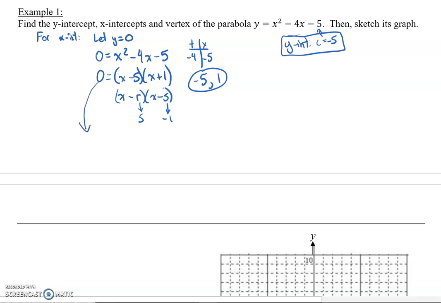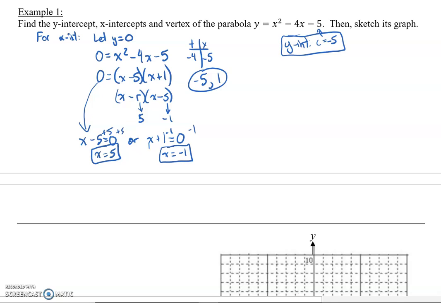If x minus 5 times x plus 1 is equal to 0, that means that x minus 5 is equal to 0, or x plus 1 is equal to 0. If I add 5 to both sides, I get x equals positive 5. And if I subtract 1 from both sides, I get x equals negative 1. You'll notice that these numbers we said for r and s up here are the same numbers that we got when we solved this.